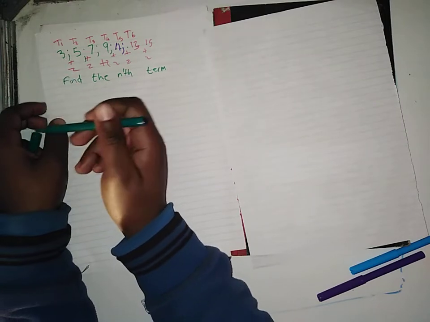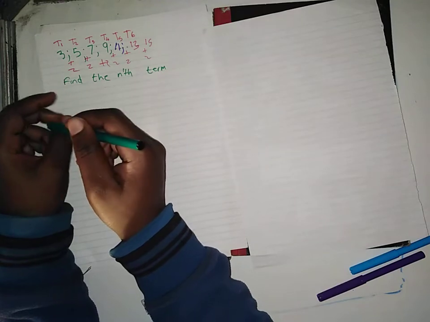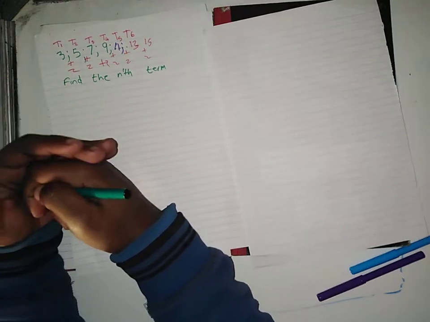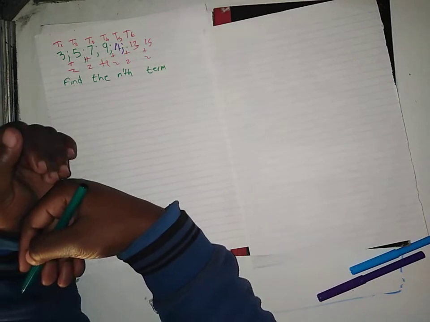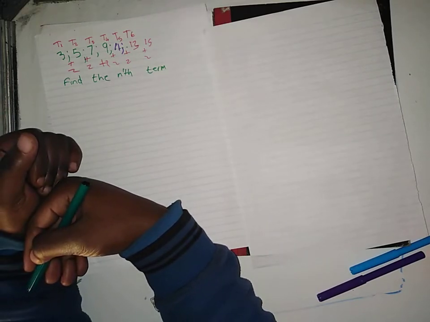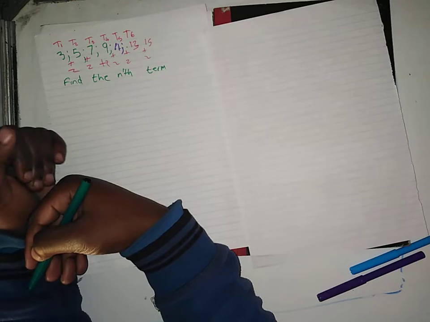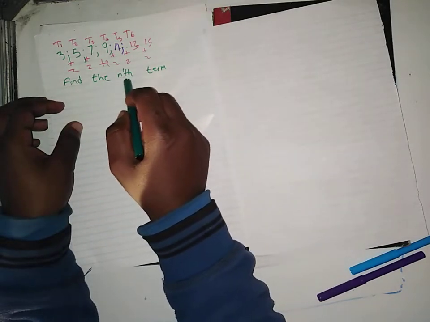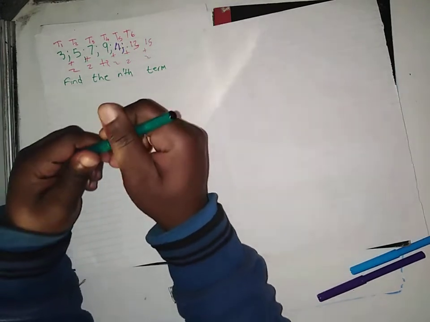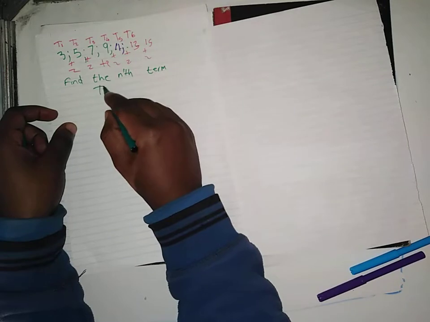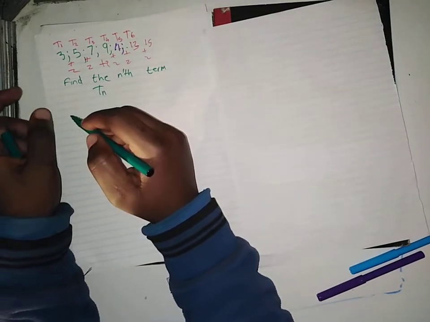And then there is an equation of some sort that can actually keep on producing these numbers for me. Okay? Now, that producer, that equation, is what we are referring to as the nth term. All right? And then that is Tn. Call it Tn. Now, how do we find Tn?